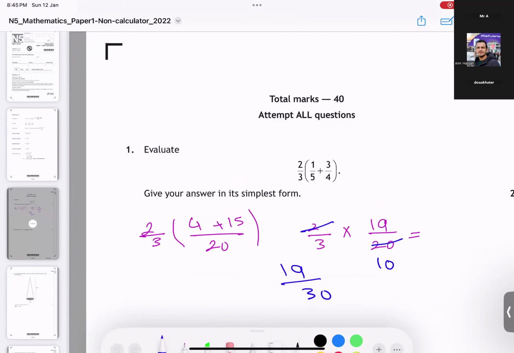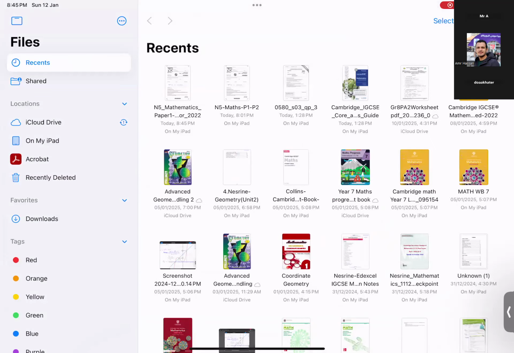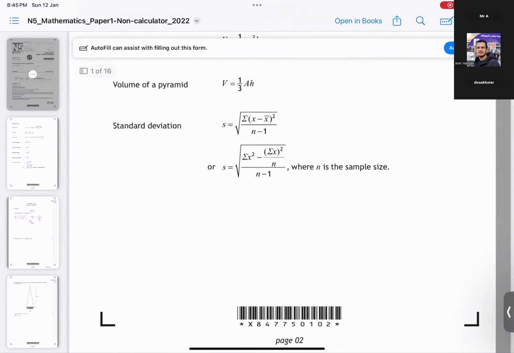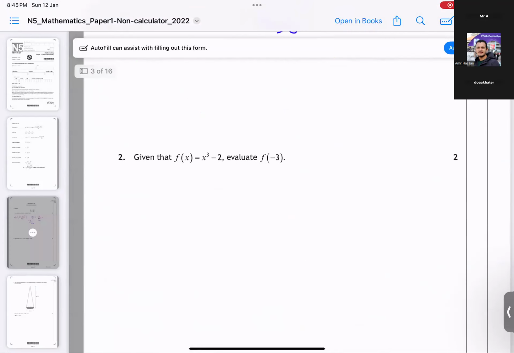Oh my God, this doesn't work. Wait, hold on. It's been lagging. Okay, the other one.